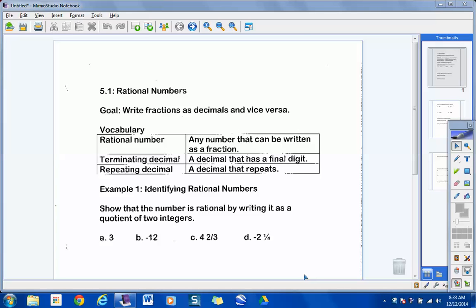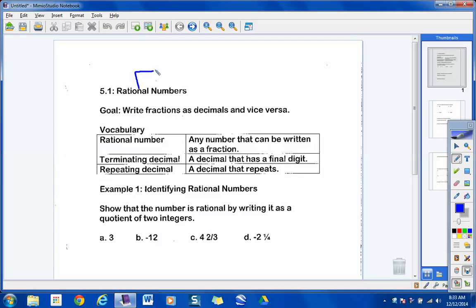A lot of stuff is going to involve fractions here in this chapter, and a lot of operations are involved with it. You're going to hear a lot in this section about rational numbers, okay? The word rational simply means that you can write a number as a fraction. So if you ever hear me say the word rational, it is some kind of number that can be written as a fraction, okay?